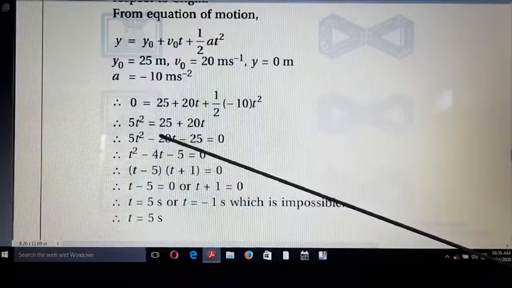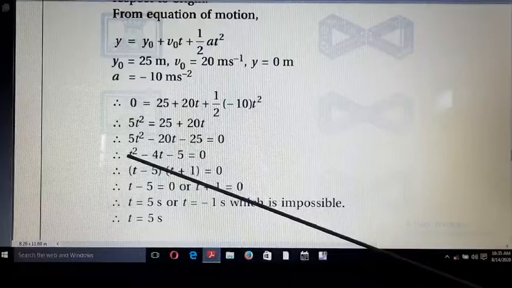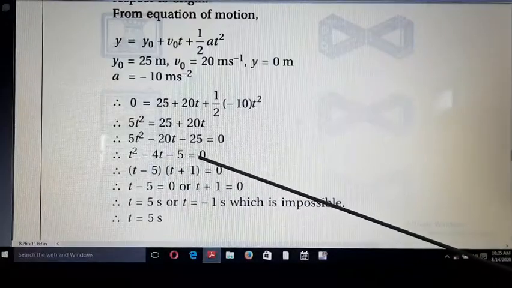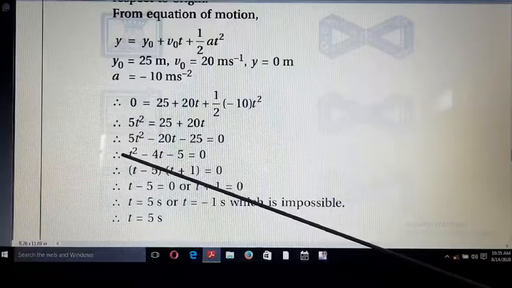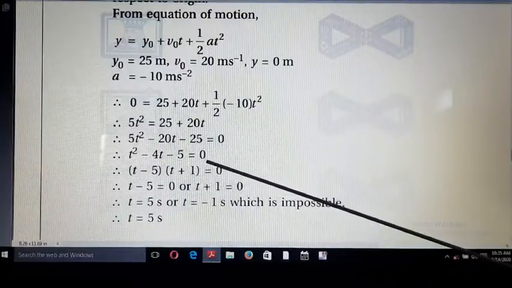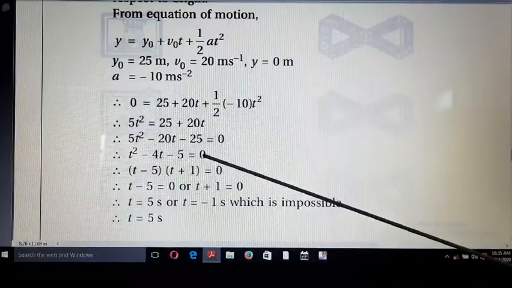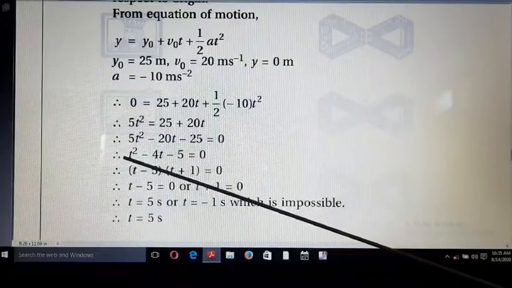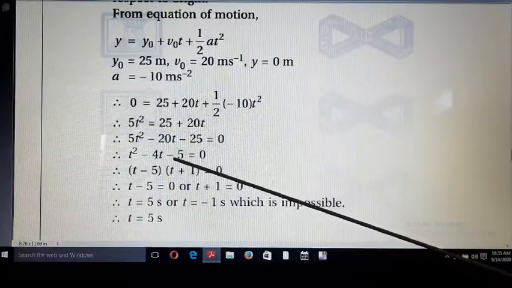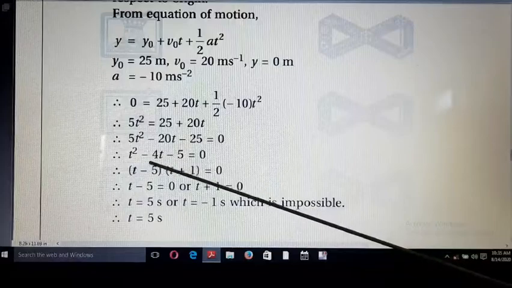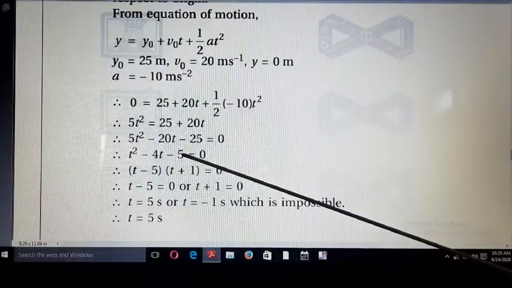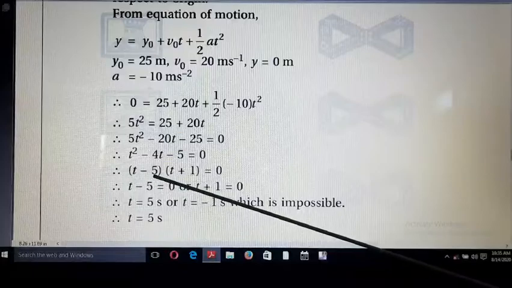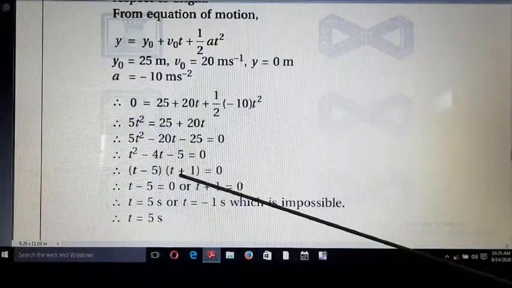Here now we take 5 common. So t square minus 4t minus 5 is equal to 0, because now we take 5 common and 5 moves to the right hand side. So 0 upon 5 means 0. Now we take the factors of t square minus 4t minus 5. So the first factor is t minus 5. The second factor is t plus 1.